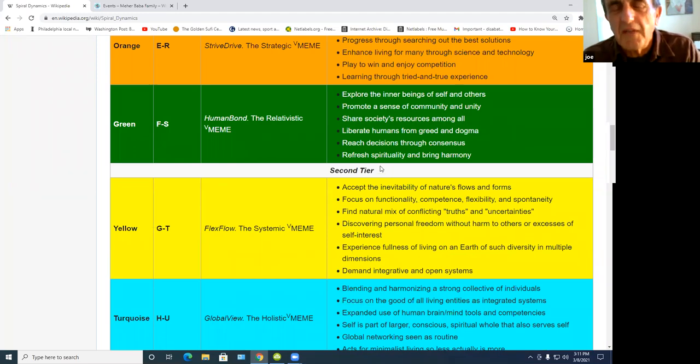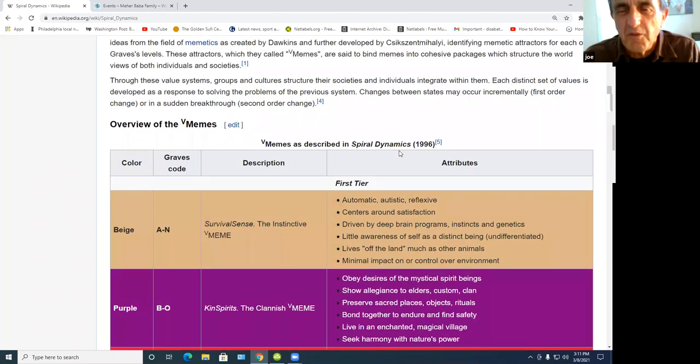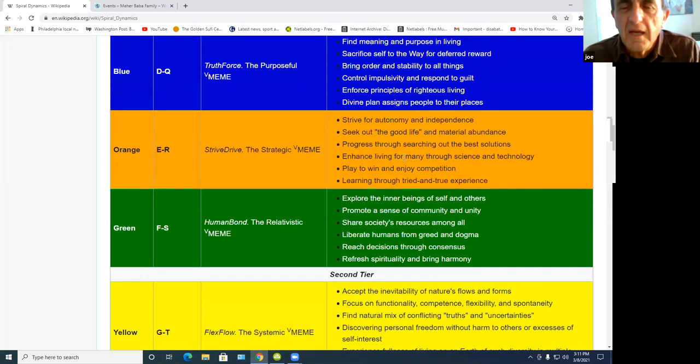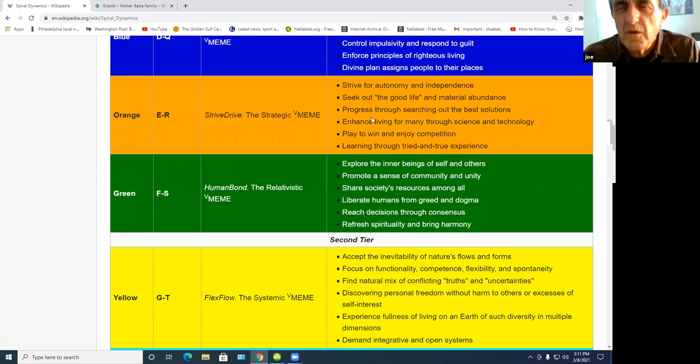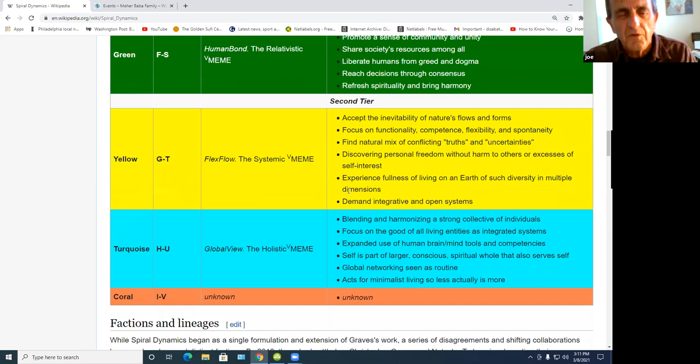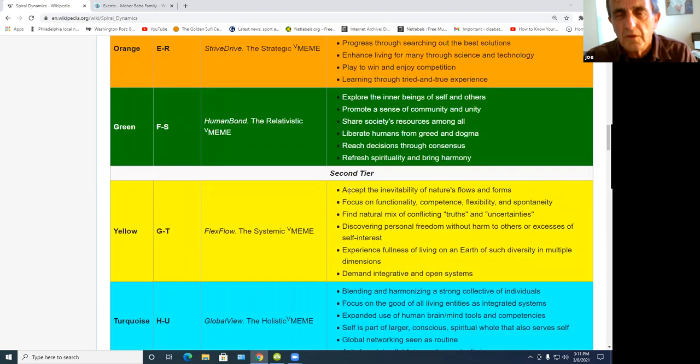Something incredible happens. This is all, according to Spiral Dynamics, first tier thinking stages. We all go through them in every society. And right now, let's say in the United States, Orange is really prevalent, Blue still very prevalent, probably half the population, but Orange at least a quarter, and lots of Green has emerged since the 60s. Then second tier, where there are three stages: Yellow, Turquoise, and Coral.